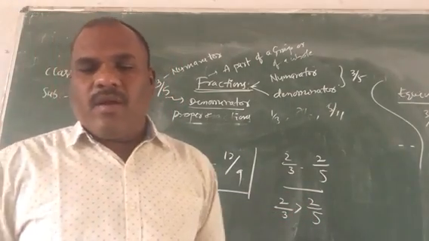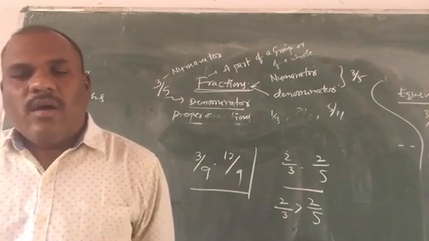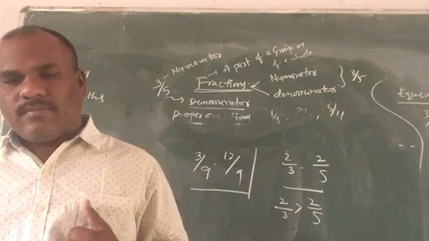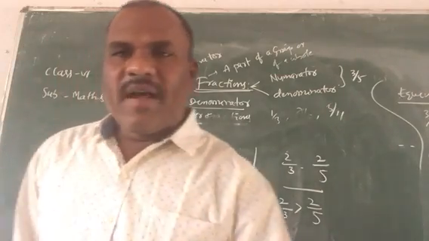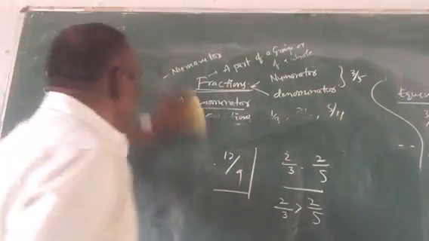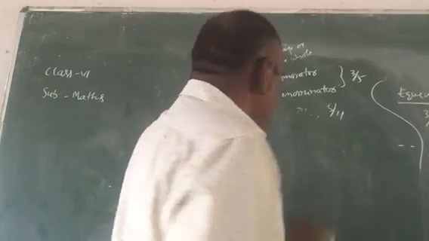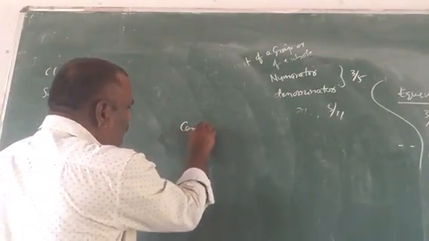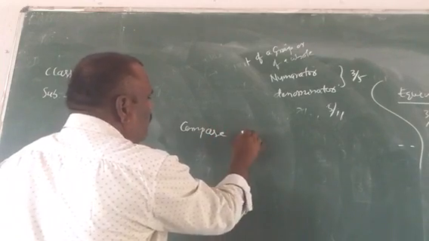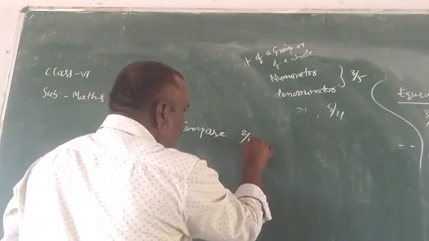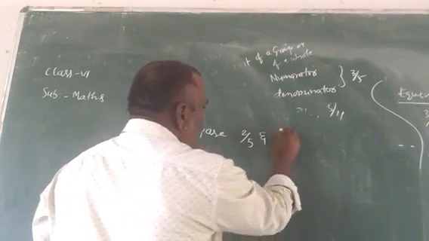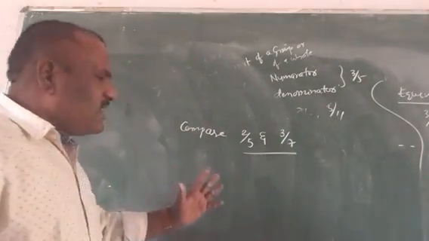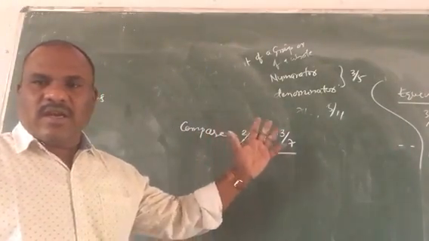Okay, now how to compare unlike fractions with different numerators? How to compare which one is bigger and which one is smaller? For example, children, I will tell you which one is bigger and which one is smaller. Compare 2 by 5 and 3 by 7. Between these two fractions, which fraction is smaller and which is greater?